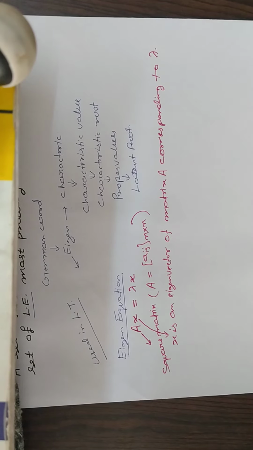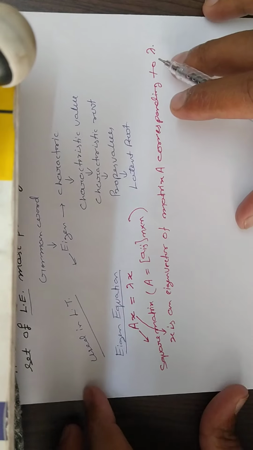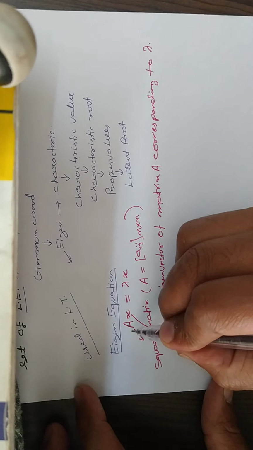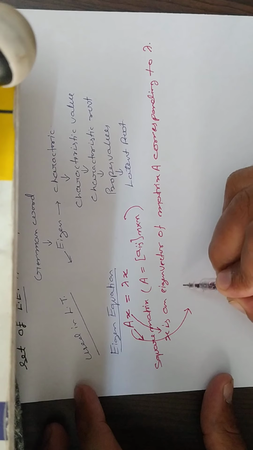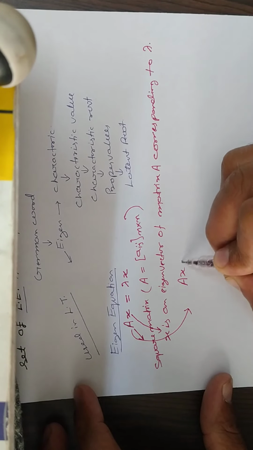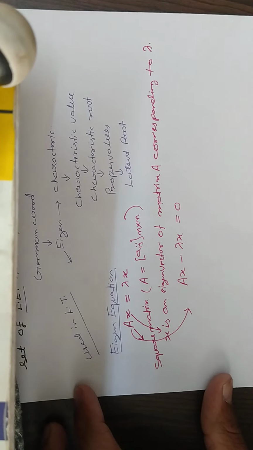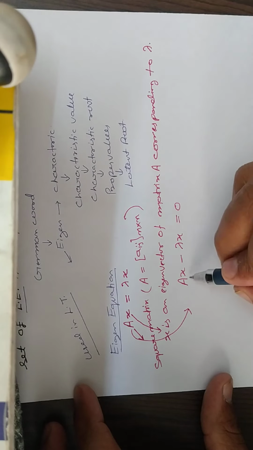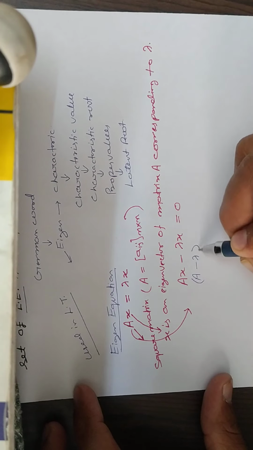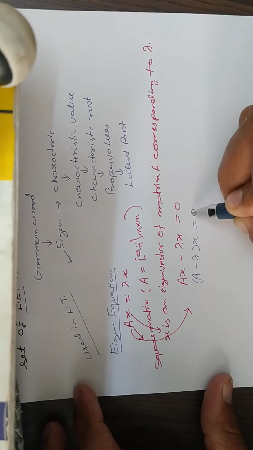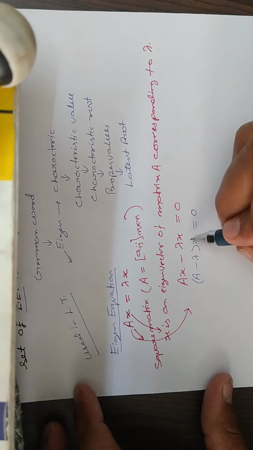Now, our target is to find the eigenvalue. So students, first we need to write this equation in this form: AX minus lambda X equals 0. We take it to the left hand side, and when we take X common, then (A minus lambda) X equals 0. This X is the eigenvector.